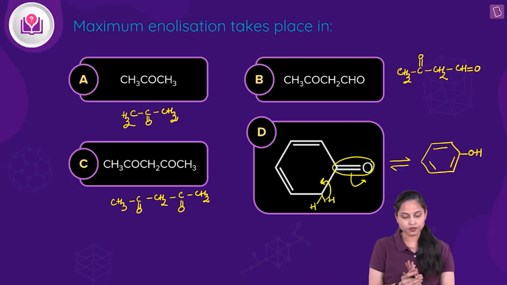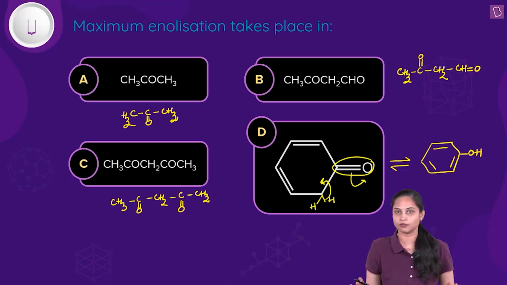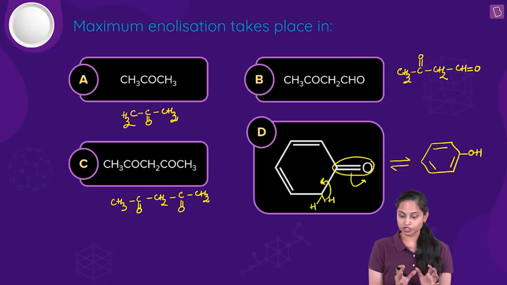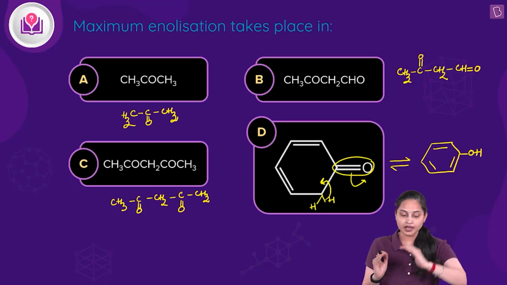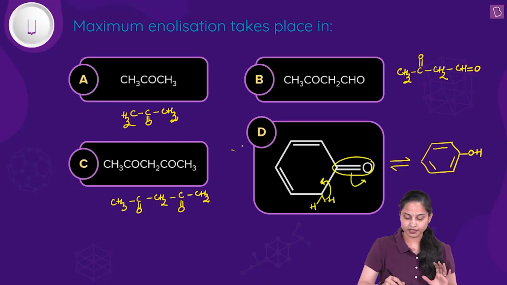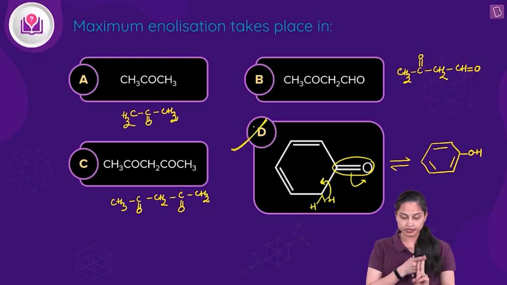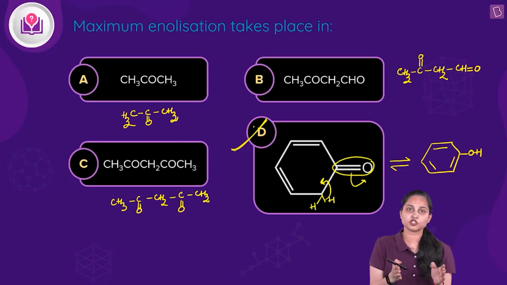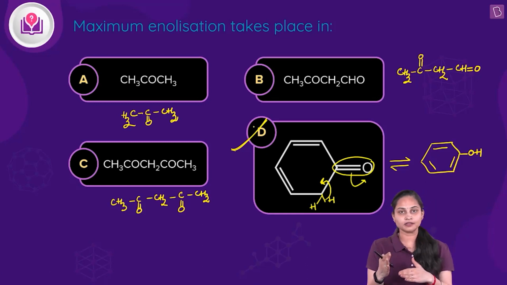The rest of the compounds are going to show keto-enol tautomerism, no issues in that. But the extent of enolization shown by the aromatic compound is higher. Hence, option number D is the right answer to this question. Keto-enol tautomerism is going to take place in A, B, and C, but for maximum enolization, I'll go for the aromatic compound because aromatic compounds are more stable than any other saturated or unsaturated aliphatic compounds. So we'll mark option number D as the right answer.